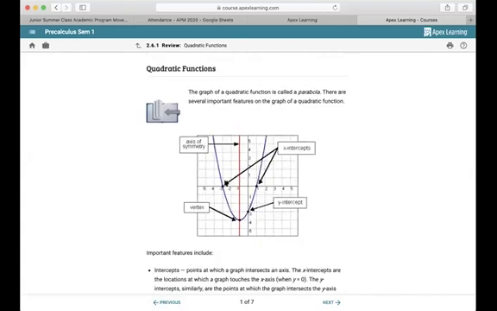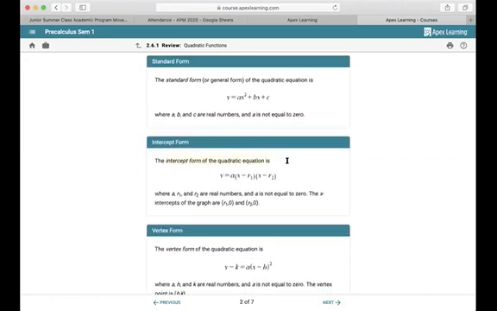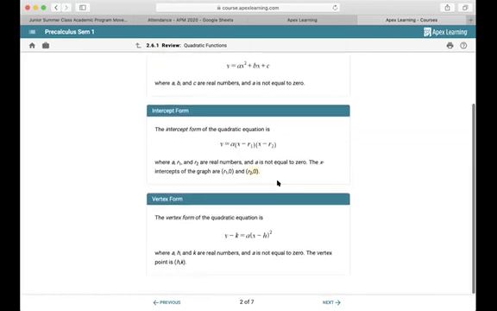So you could make this one, so r1 would be -3 because this is at (-3, 0), and this one's at (1, 0). So r2 would be 1. And so this is what your intercept form looks like. Now, you could only have one x-intercept. So if r2 is non-existent, then you would have no value there. It would be minus nothing if there was only one x-intercept.